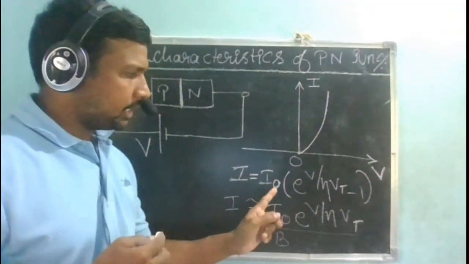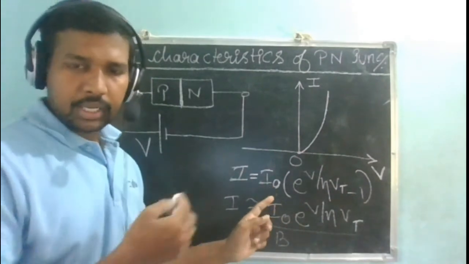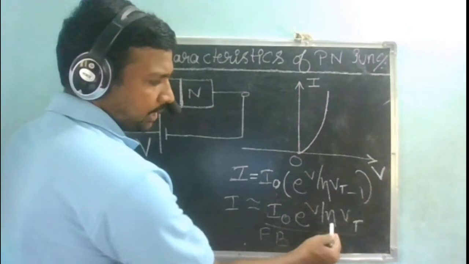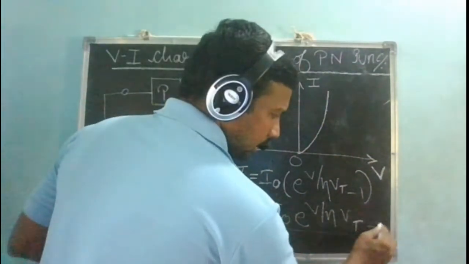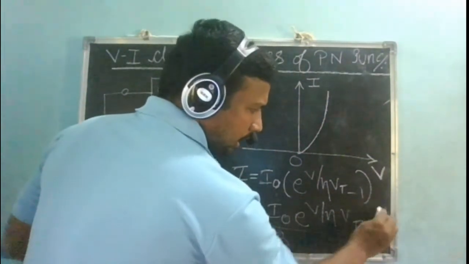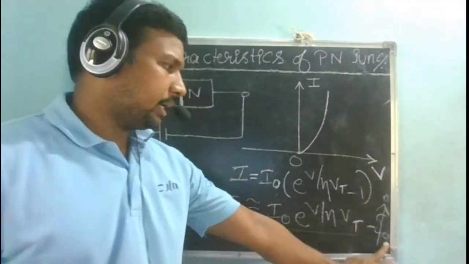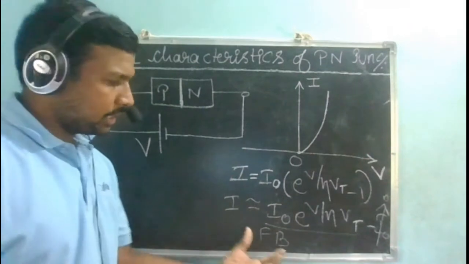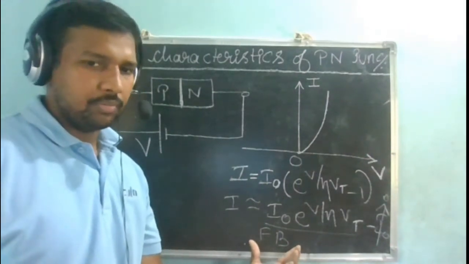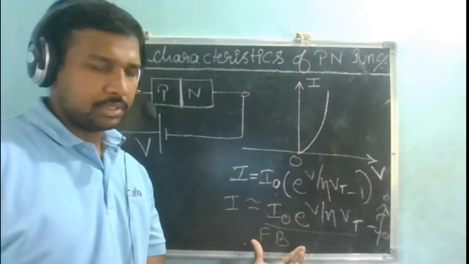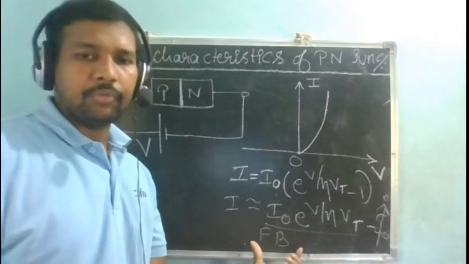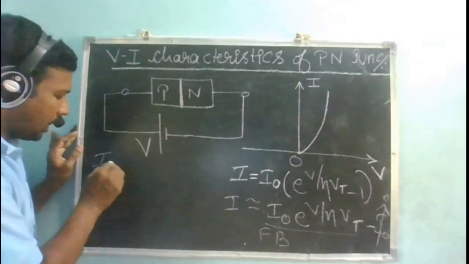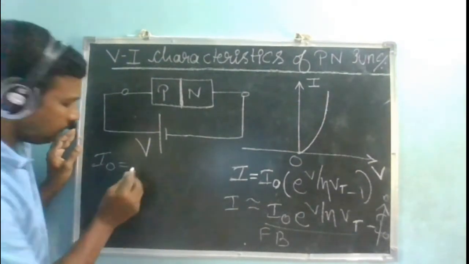The current flowing in the opposite direction is I naught. I can write this as I naught into e power V by eta Vt minus I naught. This I naught I am neglecting, so my I is given by only the exponential term. That is okay even in practice, with an error less than 10%, which is acceptable in the forward bias. What do I call I naught? I naught is the reverse saturation current.